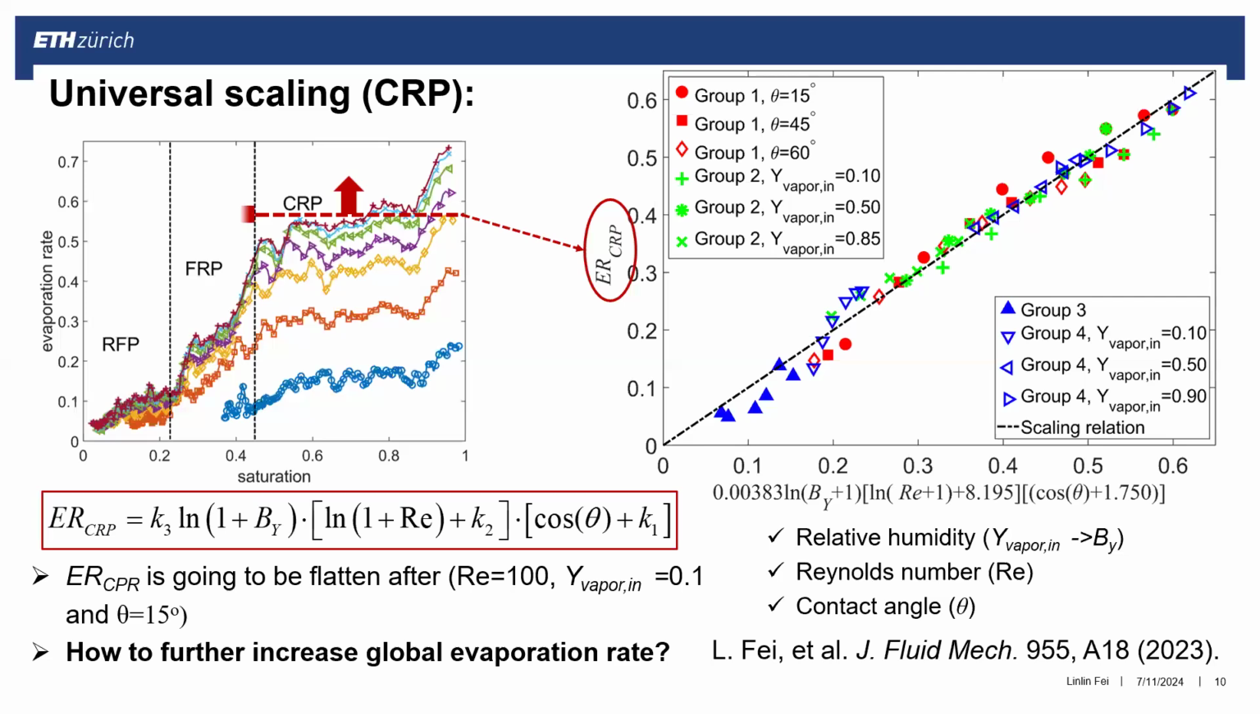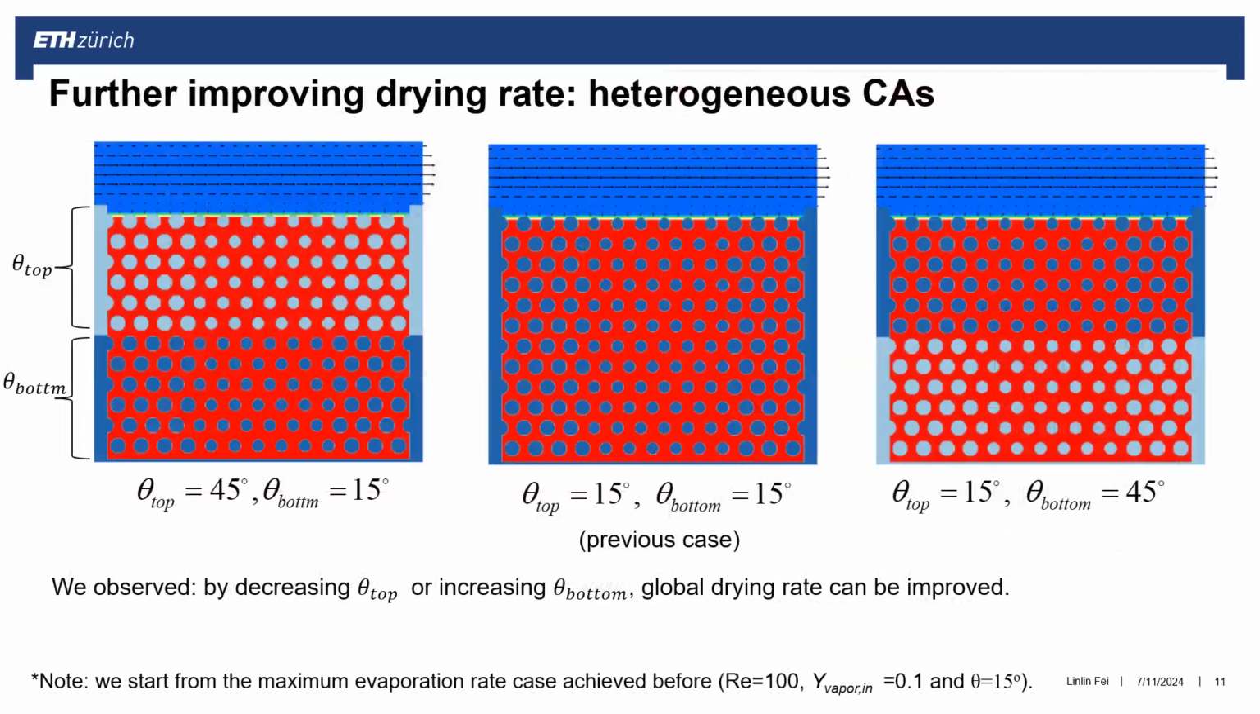So another strategy is to extend the range of the CRP, right? So we will use heterogeneity in the following. And we want to start from the maximum evaporation rate up to now as a reference. So this is the starting point for the following. So we consider the porous medium. We divided the system into 2 layers, a top layer and a bottom layer. They have different contact angles.